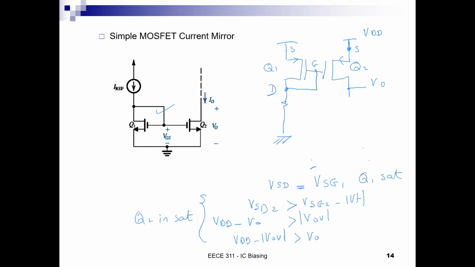Okay, does anyone have a question? Great. Now, from a small signal perspective, or from a delta IO over delta VO perspective, what is the effective output resistance of this current source?